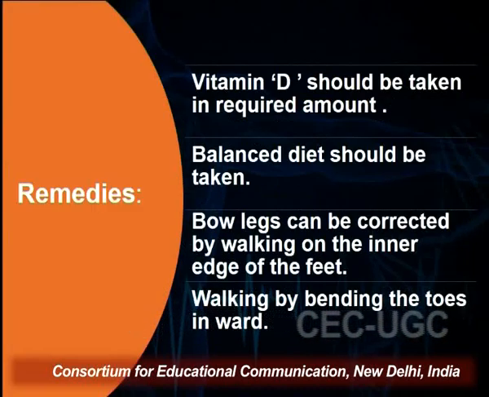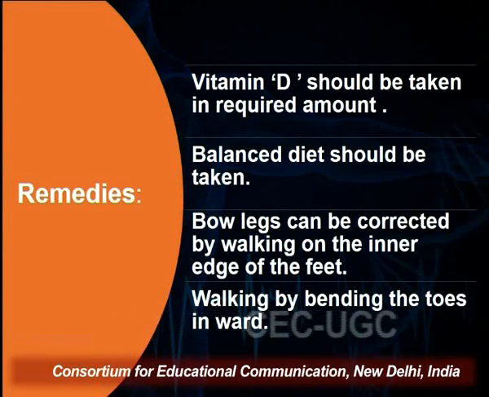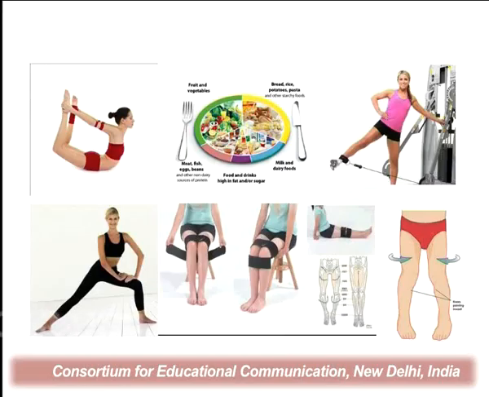Now remedies: vitamin D should be taken in required amount, a balanced diet should be taken, and bow legs can be corrected by walking on inner edges of feet, walking by bending the toes inward. These are the remedies and exercises as far as bow legs are concerned. These are the Dhanur Asana, you can see, walking inward of the toes, and you can tie up your legs from hip, knee and toes and stand for some time. So these are the remedies for bow legs.